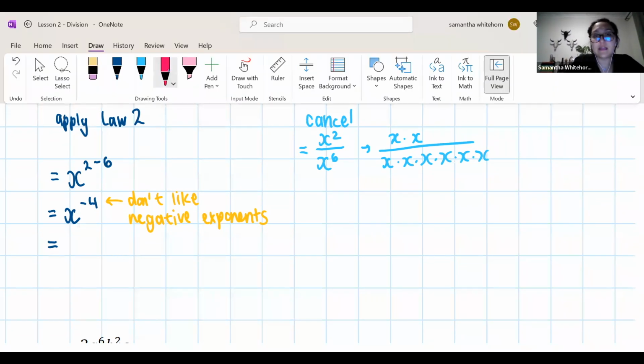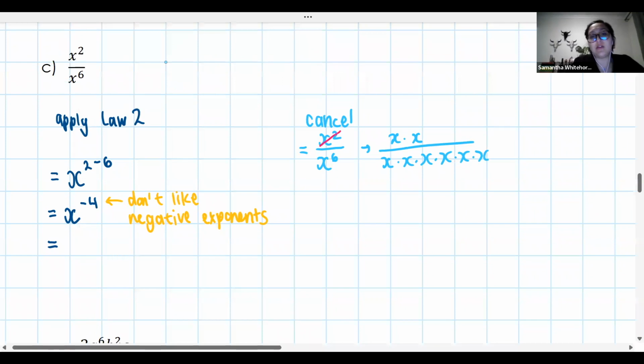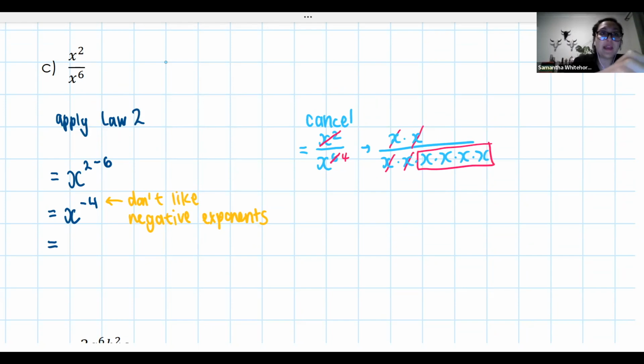So when I go and cancel, I can cancel all 2 x's in my numerator with 2 x's in my denominator, leaving me with 4 x's at the bottom. If you want to look at that expanded, 2 x's at the top, 2 x's at the bottom. I'm left with 4 x's in my denominator. Now remember, we have to write the leftovers where they sit. So because all of these leftovers sit in the denominator, I have to write the x to the power 4 in the denominator. Now because I've cancelled everything in my numerator, what I'm left with is a 1. So this actually simplifies to 1 over x to the power 4.